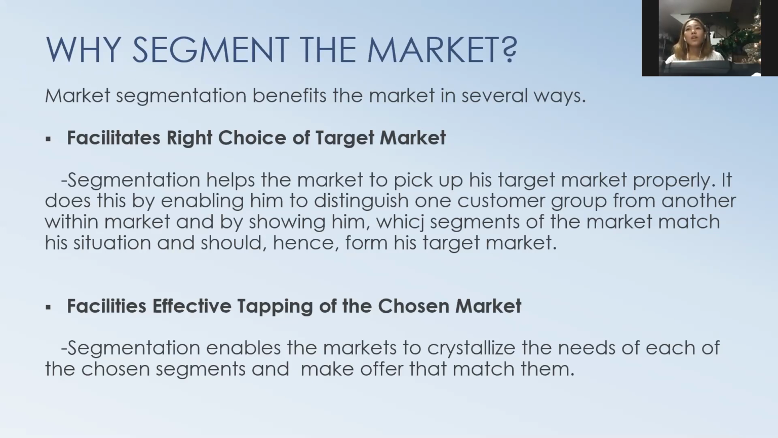So the second one is facilitates effective tapping of the chosen market. So this segmentation enables the marketers to crystallize the needs of each of the chosen segments and make offers that match them. When buyers are handled after segmentation, the response from each segment will be more homogeneous. This in turn will help the marketer develop marketing offers and programs that are most suited to each segment. So they can adopt the offers to the target segments, achieve the specialization required in product, distribution, promotion, and pricing for matching the particular customer group, and can develop marketing offers and appeal that match the group.